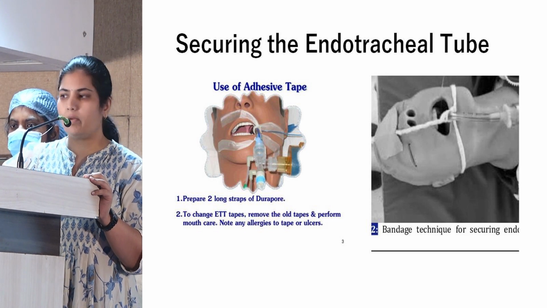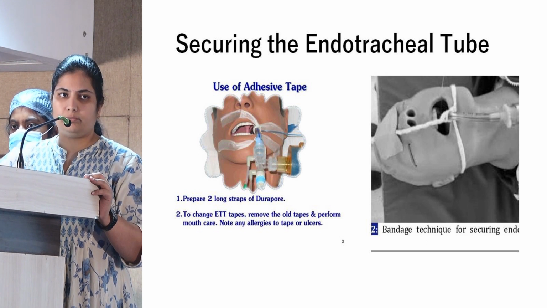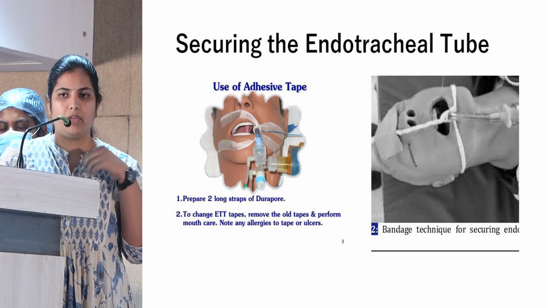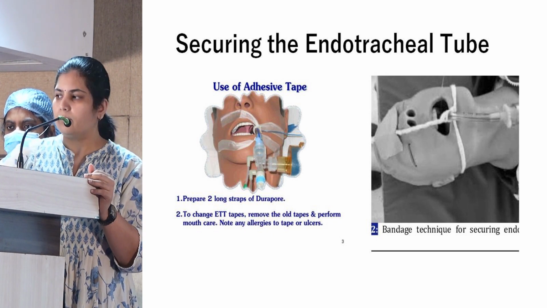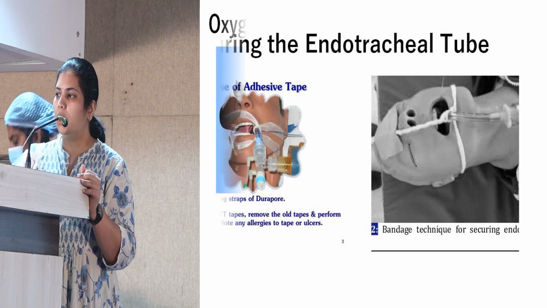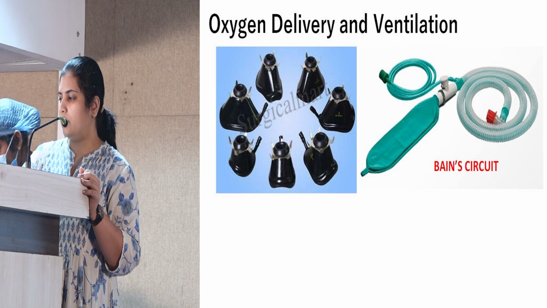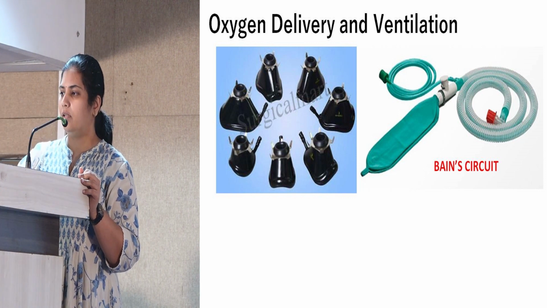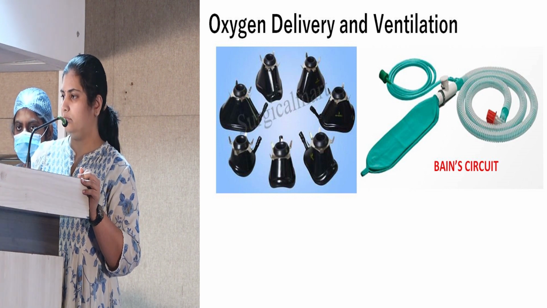The other method is the bandage technique. We can use a bandage and fix the ET tube when we cannot use adhesive tapes, such as when the patient has a beard. Then oxygen delivery devices and ventilation. These include the face mask, Bain circuit, oral airways, and ambu valve.